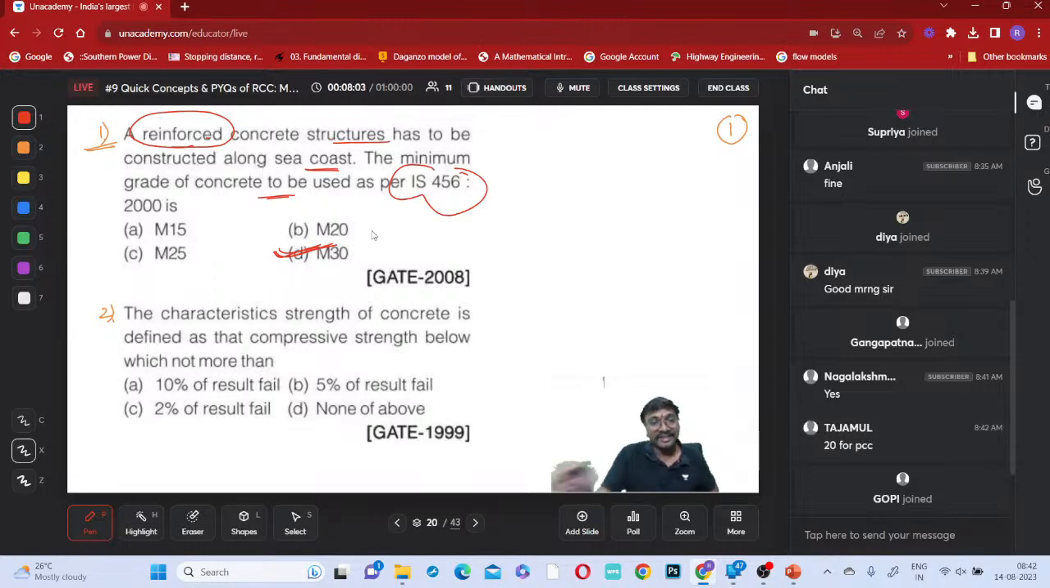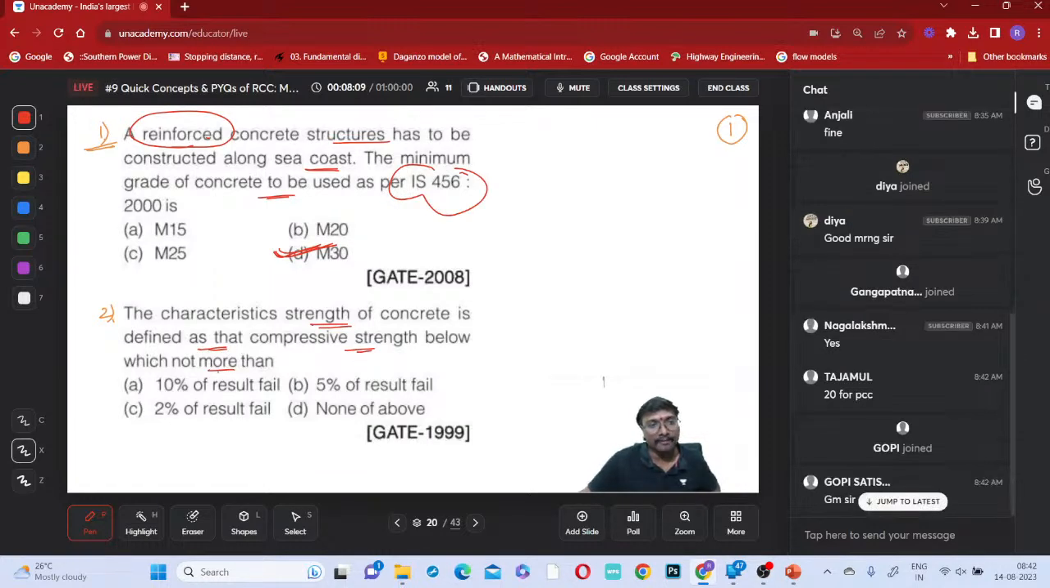Now, which one is the characteristic strength? The characteristic strength of a concrete is defined as the compressive strength below which not more than 5% of results will fail, right? Not more than 5% of results will fail.